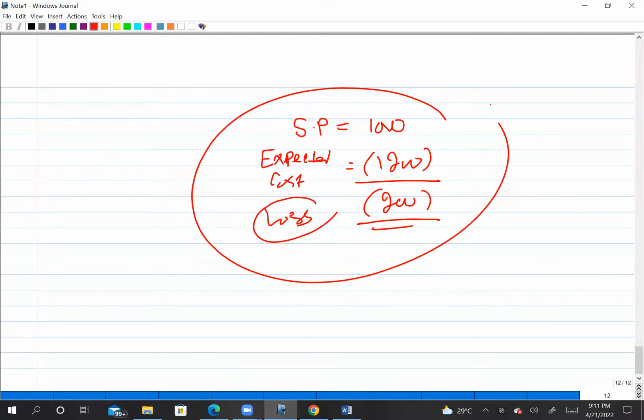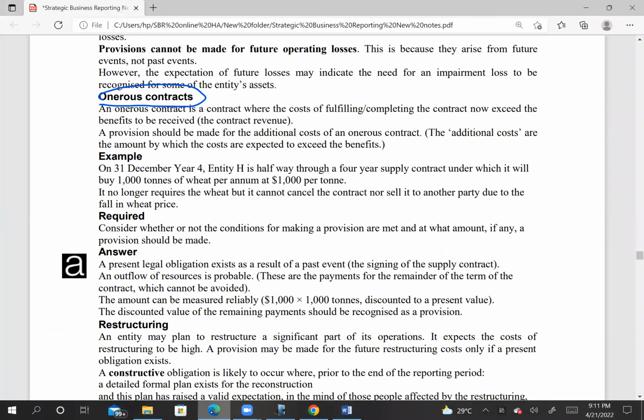Now, onerous contract is our legal obligation. We already have signed the contract. So there is a past event, there is a legal obligation, present obligation, and we have an expected loss of 200. So if we have an onerous contract, the conclusion is very simple, that in onerous contract, a provision will be recognized. A provision will be recognized for expected loss.